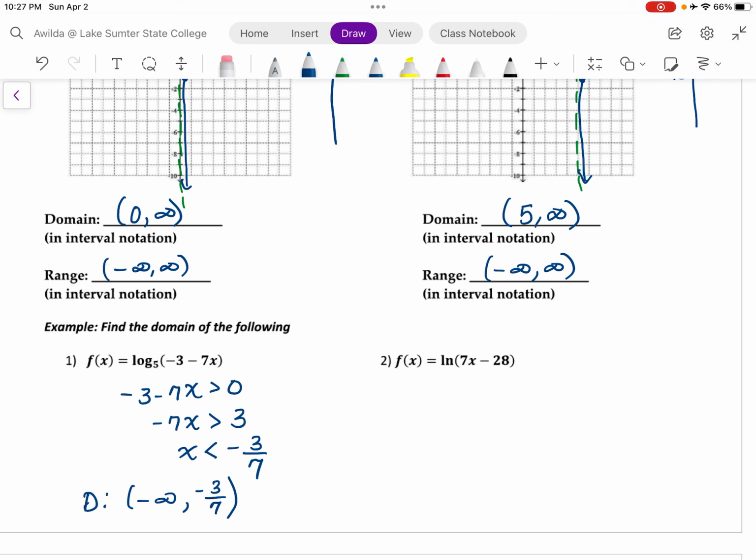Next, we have f of x equals natural logarithm of (7x minus 28). Recall that the natural logarithm has a base of e. In this case, however, we just want to set the argument to be greater than 0. We'll add 28 to both sides, so we get 7x is greater than 28. Dividing both sides by 7 gives us that x must be strictly greater than 4. The domain in this case will go from 4 to infinity with 4 not included.